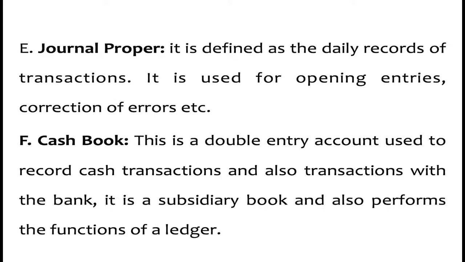Journal proper. It is defined as the daily records of transaction. A journal is used to record transactions on a daily basis. It is used for opening entries, correction of errors in accounting. Then we have the cash book. This is a double entry account used to record cash transactions and also transactions with the bank. A cash book is used to record transactions by cash or by bank. It is a subsidiary book, and also it performs the functions of a ledger.